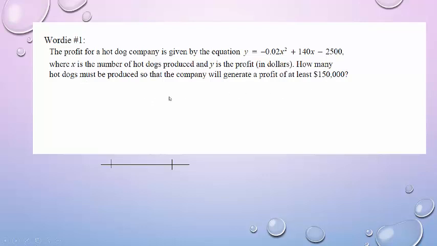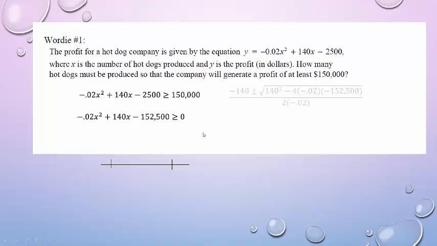So the first thing that I'm going to do is take my formula. At least means greater or equal. So I'm going to take my formula and make it greater or equal to 150,000. Once you have that set up, you pretty much just follow your normal steps for one variable inequalities. We want to write it in standard form, so we're going to subtract the 150 over.